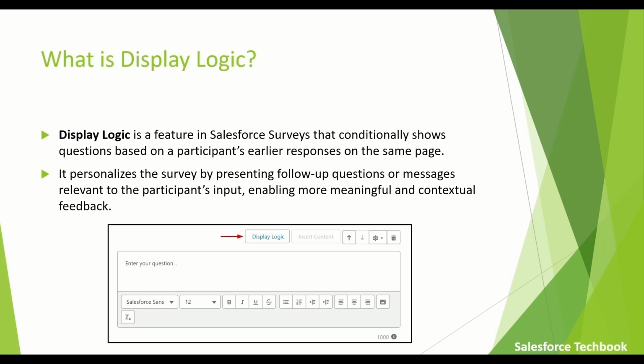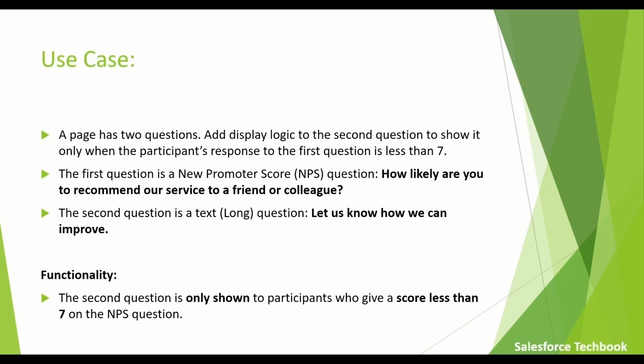Now that we understand what display logic is, let's see how to apply it with a use case. Here is the use case. On a survey page, we have two questions. The first question is, how likely are you to recommend our service to your friend or colleague, which is a Net Promoter Score question. And the second question is a long text question, which is, let us know how we can improve. Now, we will apply display logic to the second question so that it only appears if the participant gives a score less than 7 on the first question. Great. Now that we know the use case, let's jump into the org for a live demo.